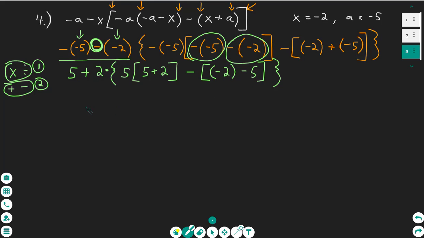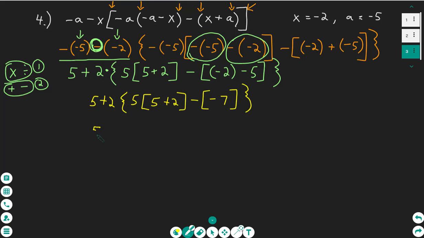We're trying to get rid of this -2 in parentheses. So we have 5 plus 2 brace 5 bracket 5 plus 2 minus bracket. Now I've got a negative 2 and a negative 5. That's going to give me a negative 7. So there, I've gotten rid of the set of parentheses. Now let's move on to the next symbol of inclusion, which would be the brackets. Let's get rid of those.